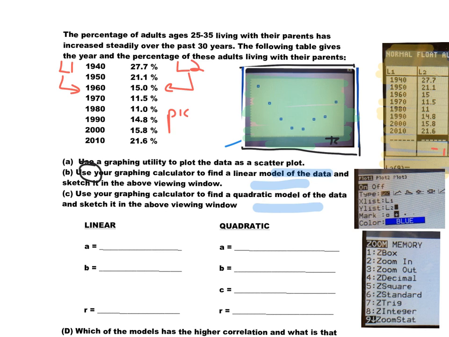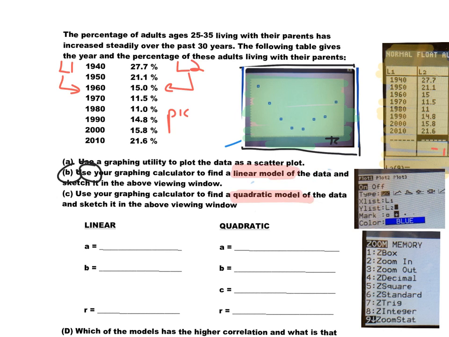And here's what our scatter plot looks like. And now what we want to do is create a linear model. We want to find the line of best fit and the quadratic model for the data. So first, let's go about creating our linear model by doing some linear regression.